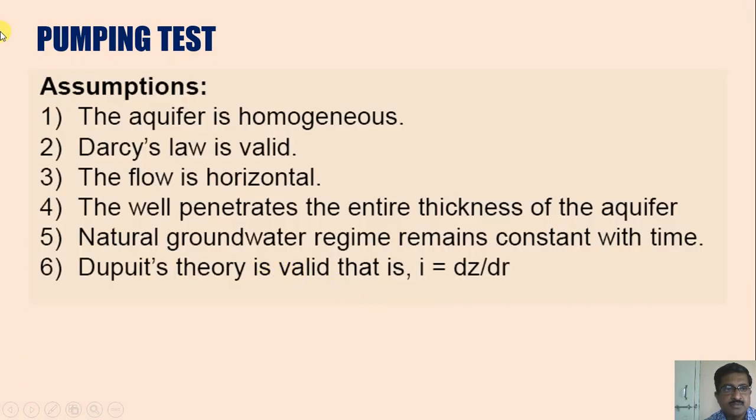The pumping test also has some assumptions. What are the assumptions? First one, the aquifer is homogeneous, which follows Darcy's law. Darcy's law is valid. The flow is horizontal. The well penetrates the entire thickness of the aquifer. The natural groundwater regime remains constant with time, and Dupuit's theory is valid, that is i is equal to dz by dr. So all these assumptions which are used by Dupuit's theory are also applicable in the pumping test as well.